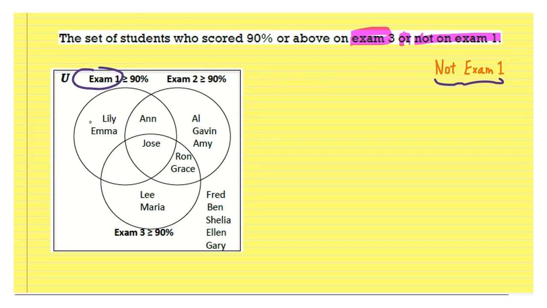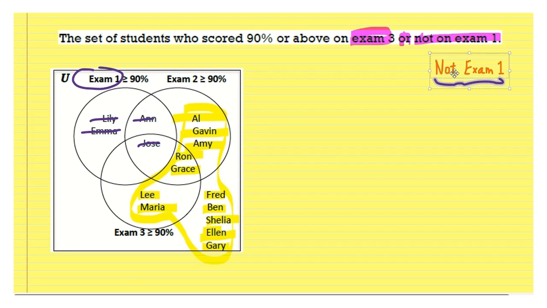So that means it's not Lily, not Emma, not Anne, not Jose. Those are exam 1. It is going to be Val, Gavin, Amy, Ron, Grace, Lee, Maria, and also Fred, Ben, Sheila, Ellen, and Gary. Those are all not exam 1. So that means we're going to include all of that. I'm just going to put a yellow around there.